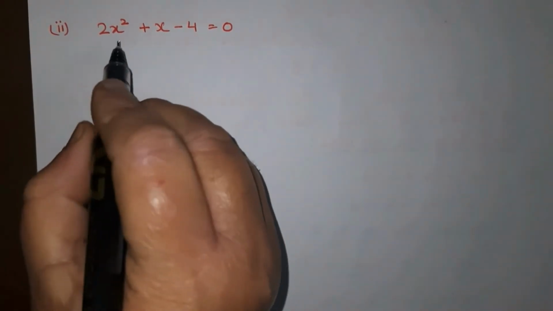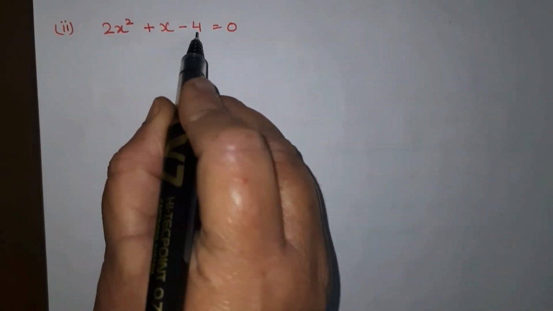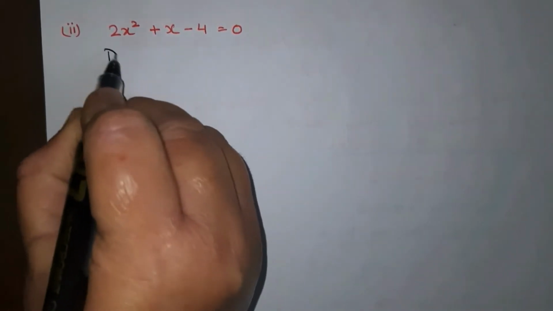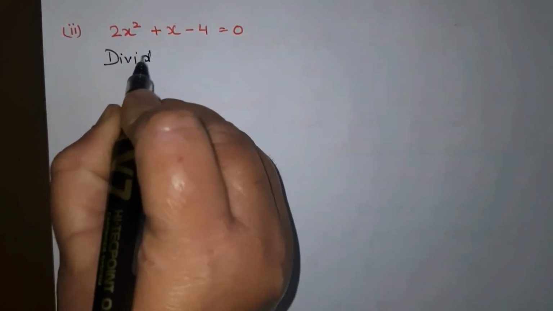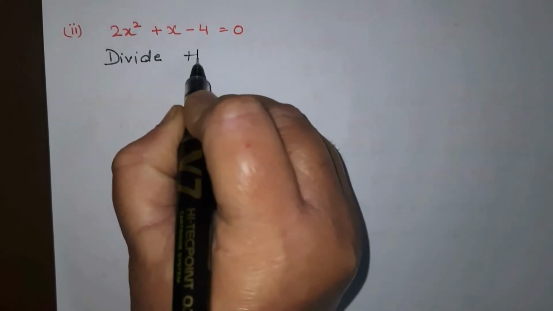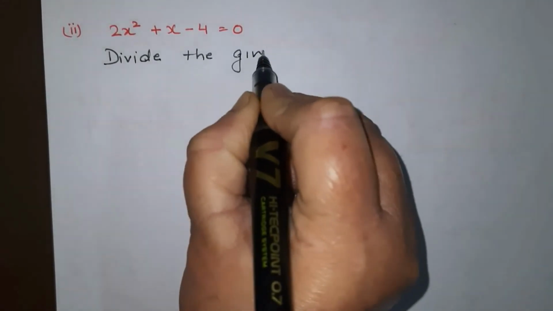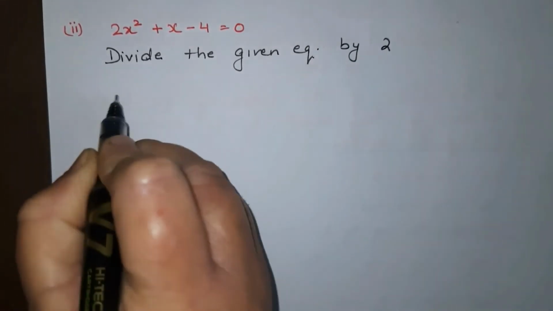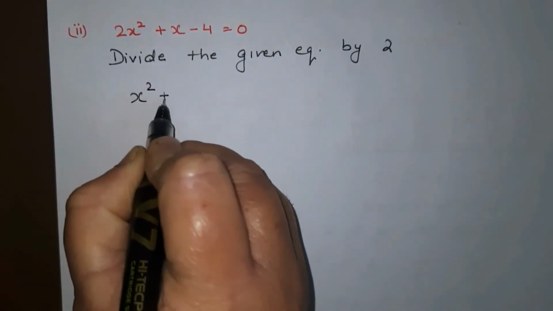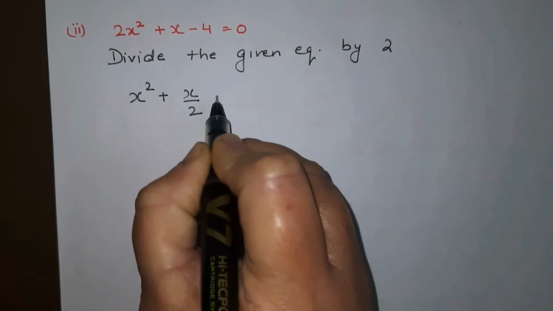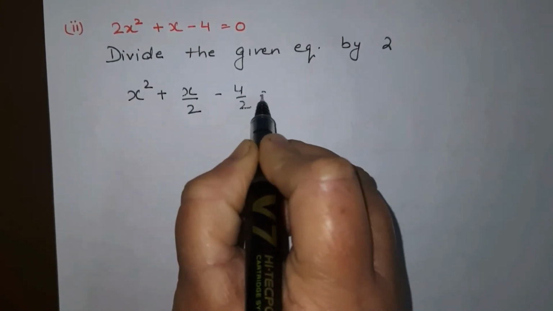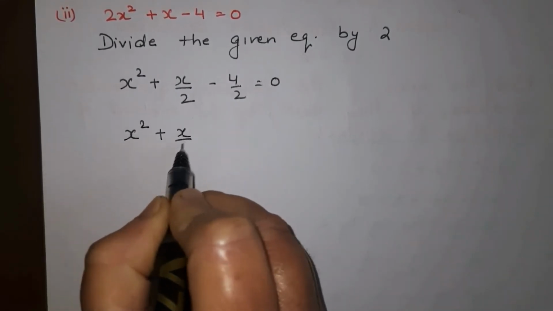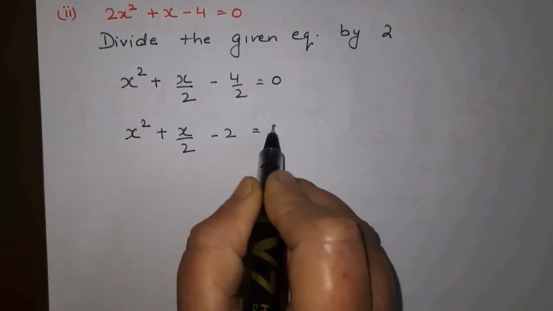Now start with the second part. 2x square plus x minus 4 is equal to 0. Coefficient of x square is 2. So we will divide the given equation by 2. It will be x square plus x by 2 minus 4 by 2 equals 0. So this is x square plus x by 2 minus 2 equals 0.